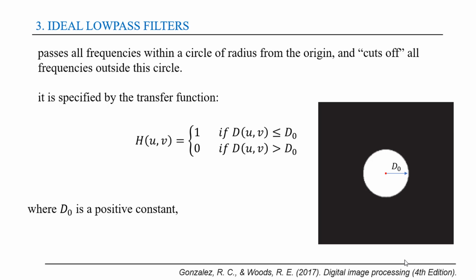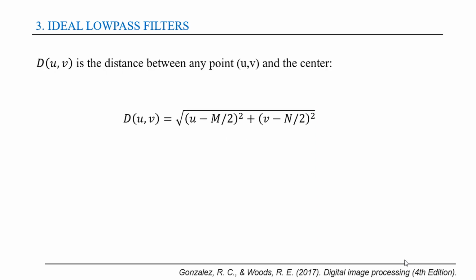Ideal filter passes all the frequencies within a circle and cuts off all frequencies outside this circle. It has the following transfer function, where D0 is the radius of the circle, and D(u,v) is the distance between any point and the center.